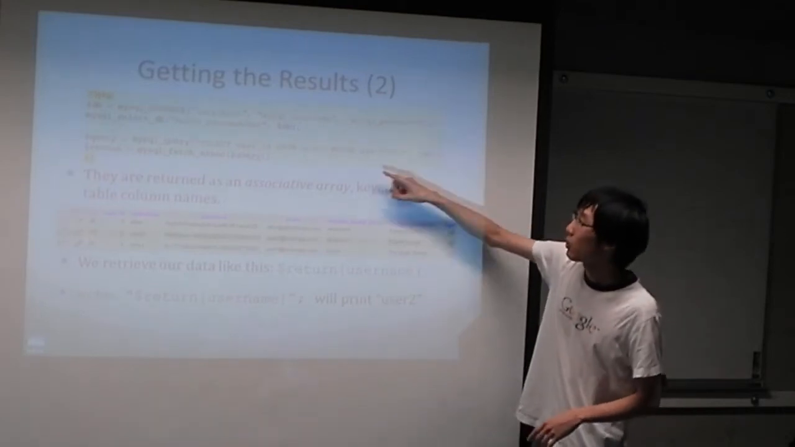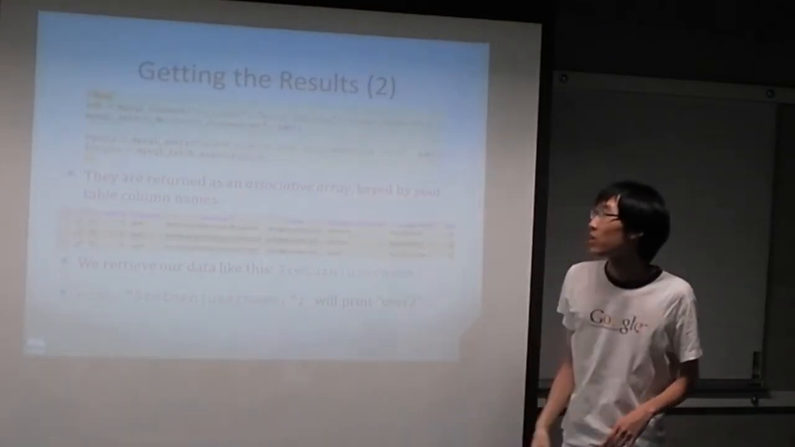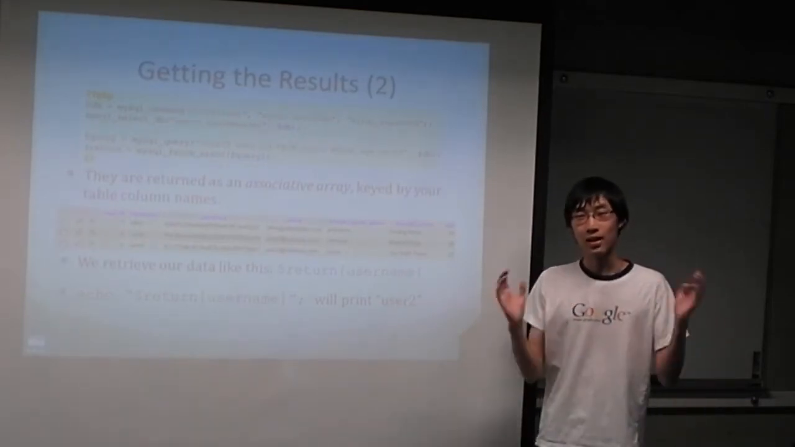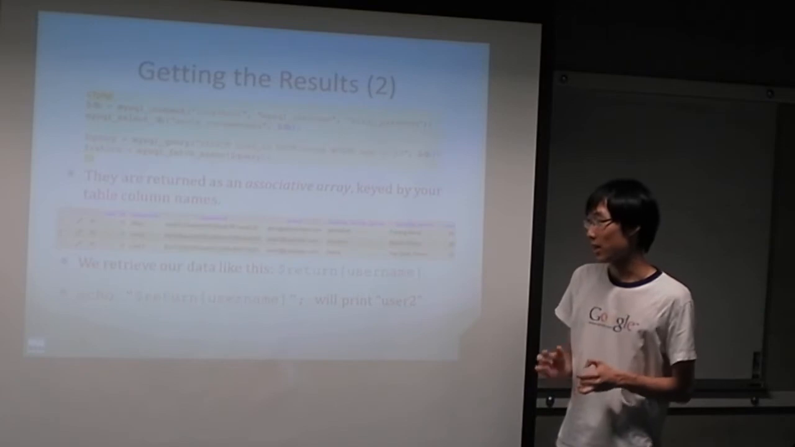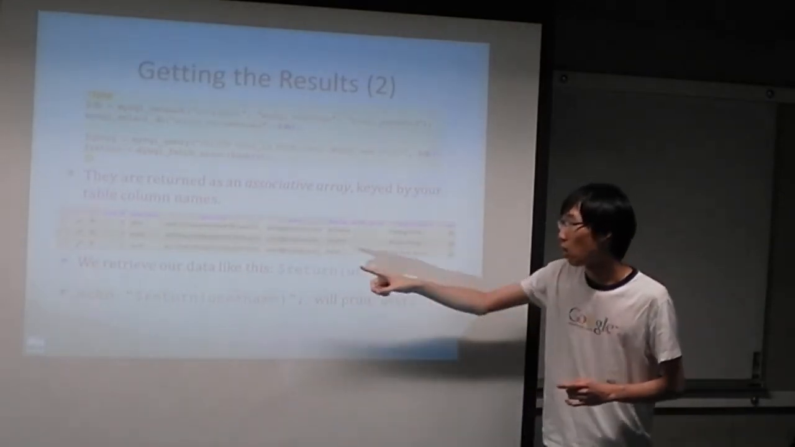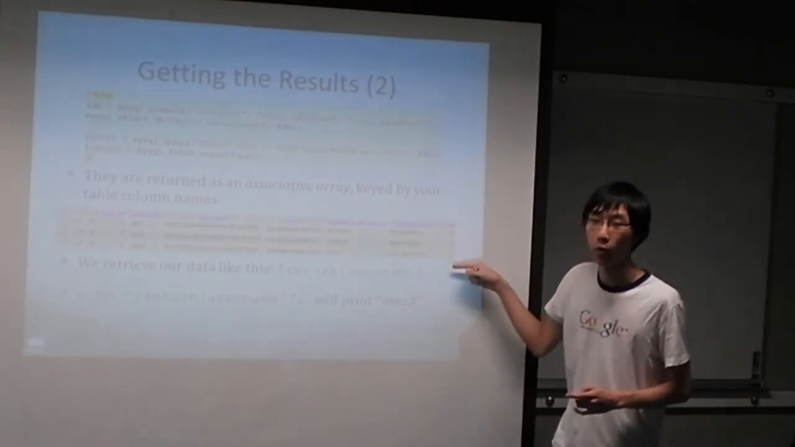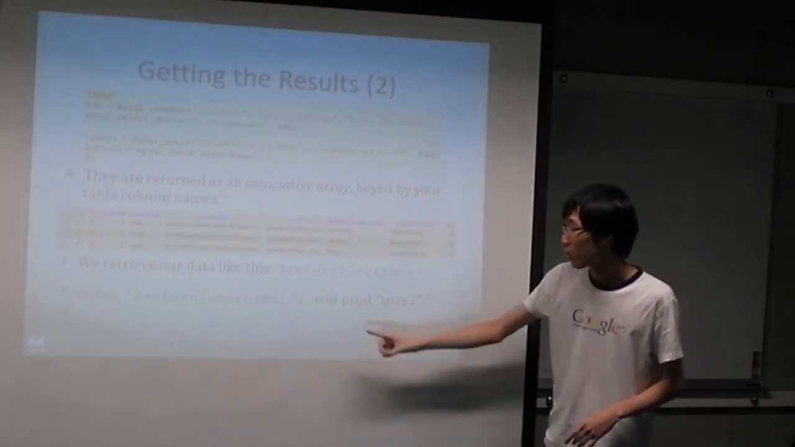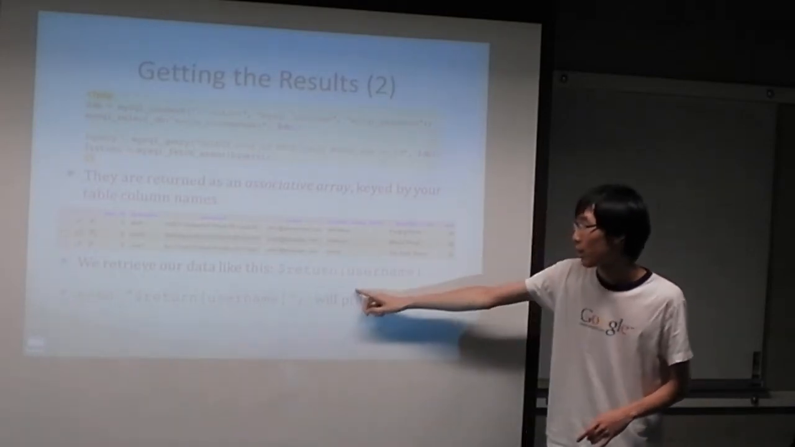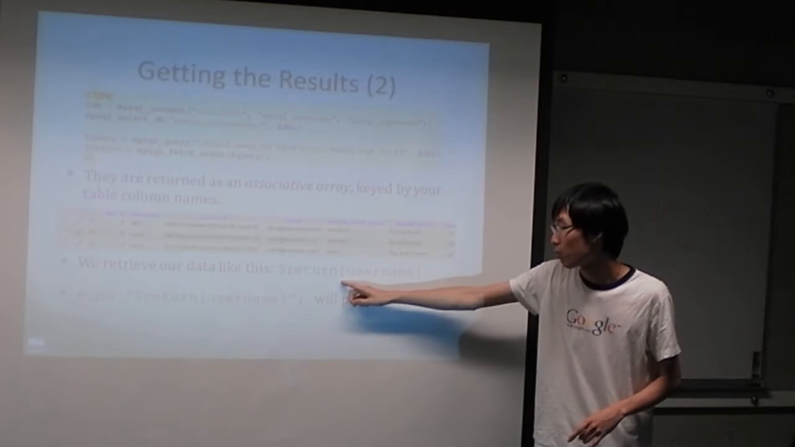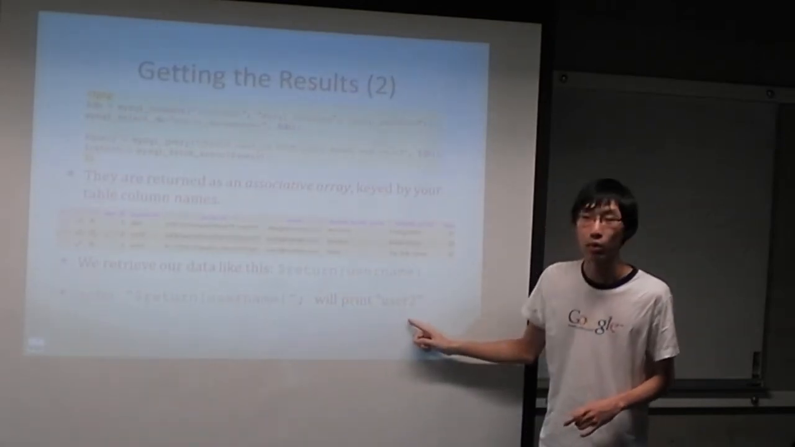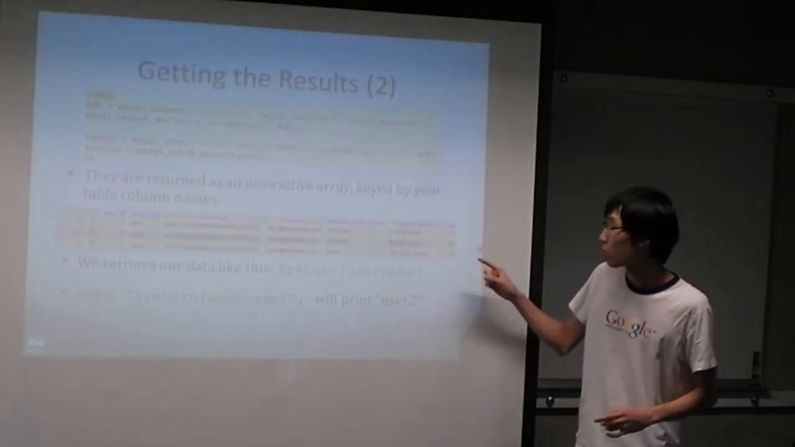Now we've written 4 lines of code, and what this variable returns is an associative array keyed by your table column names. That's really just a fancy way of saying a really nice variable that gives you all of this data here, row by row. We retrieve our data like this. We simply say $return, and then we give it our column name, and then it'll actually give us the data that we want. So each row, that's that.